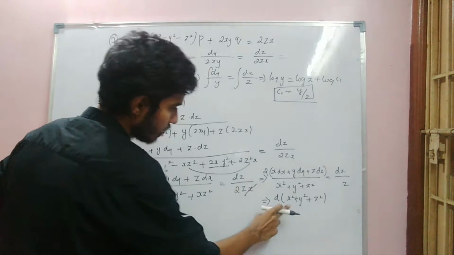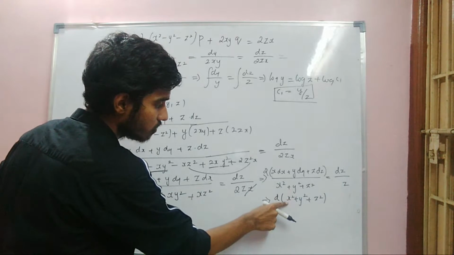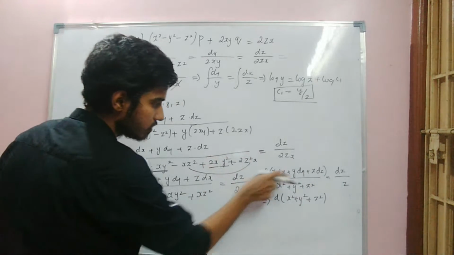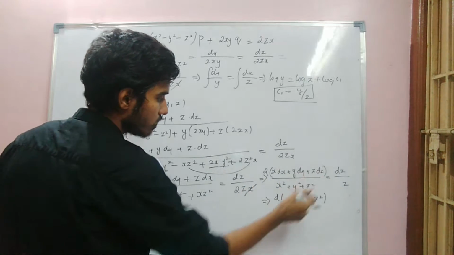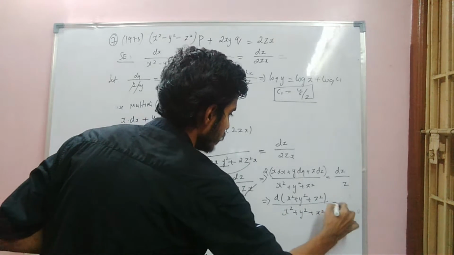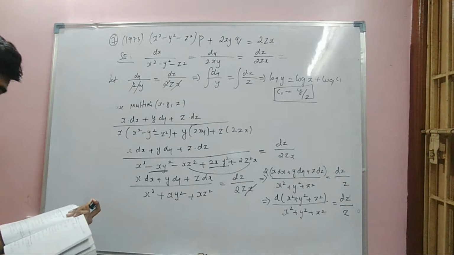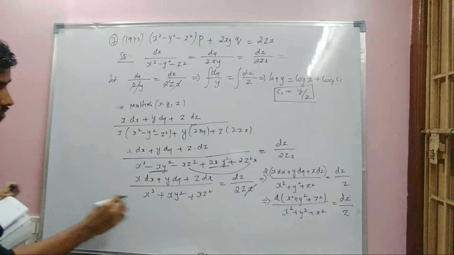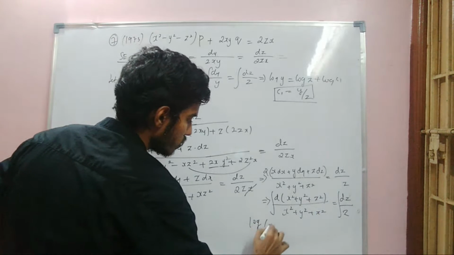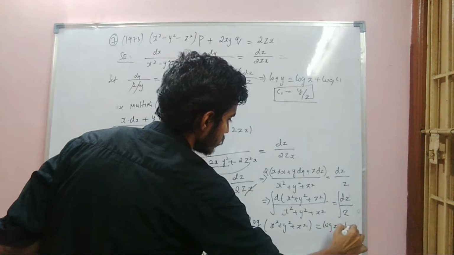So I can write this as d of x square plus y square plus z square, because if I differentiate x square, we will have 2x dx, here 2y dy, here 2z dz. So I can write this entire numerator to be d of x square plus y square plus z square, divided by x square plus y square plus z square is equal to dz divided by z, right? Now if I integrate this on both sides, I will get the answer, that's it. This is nothing but log of x square plus y square plus z square, and this is log z plus log c1.